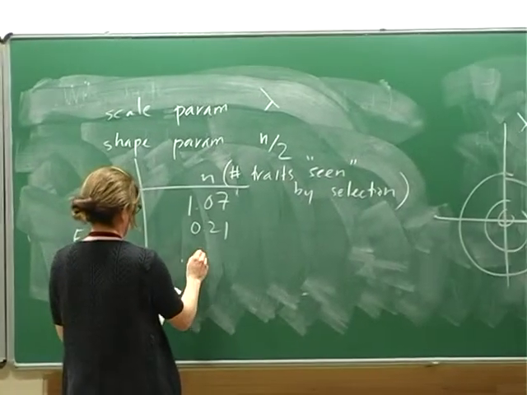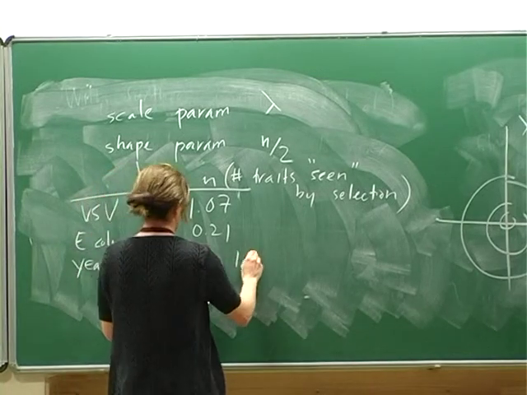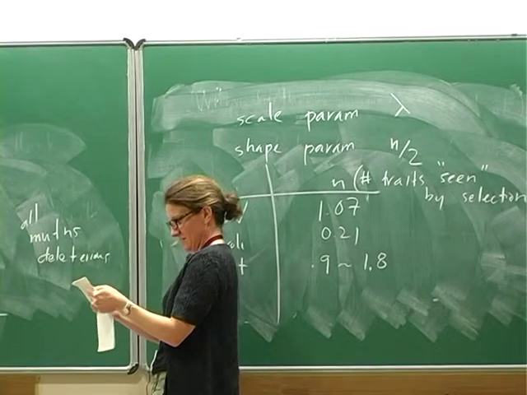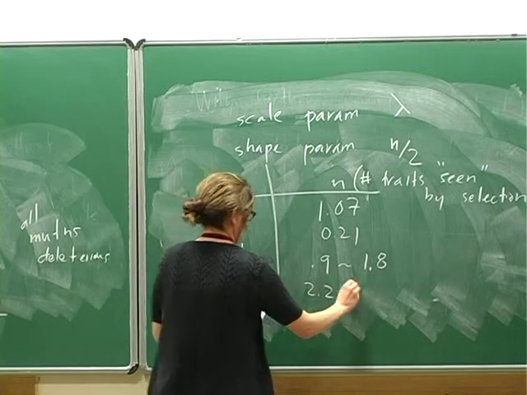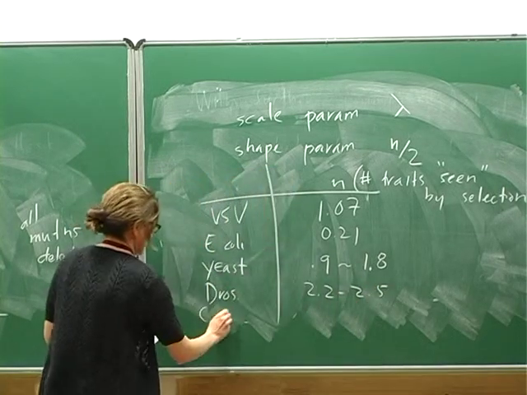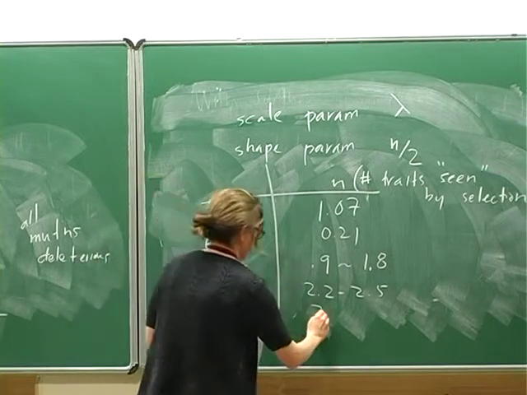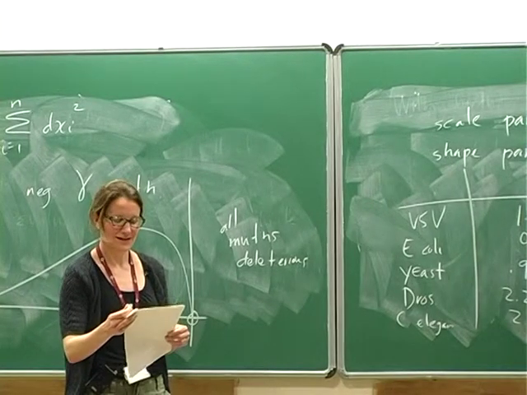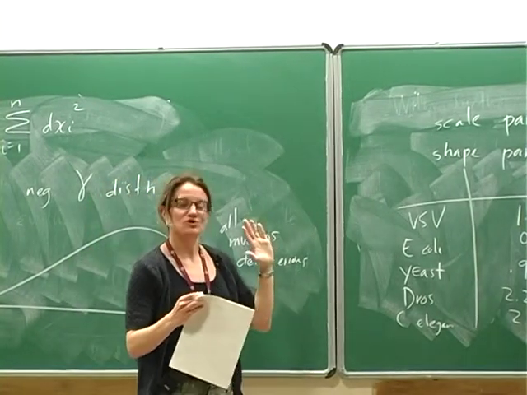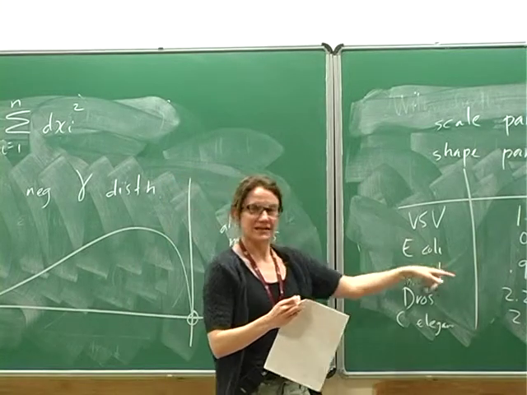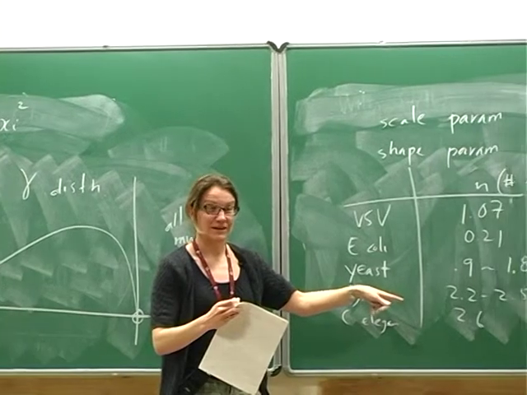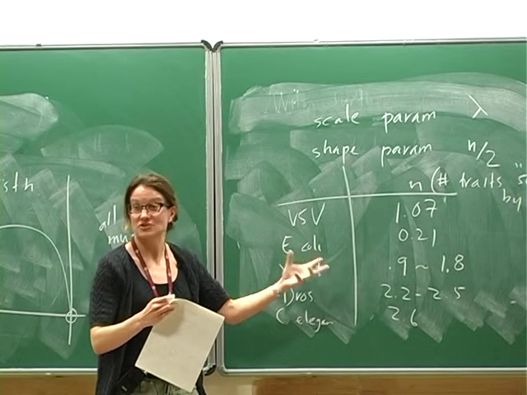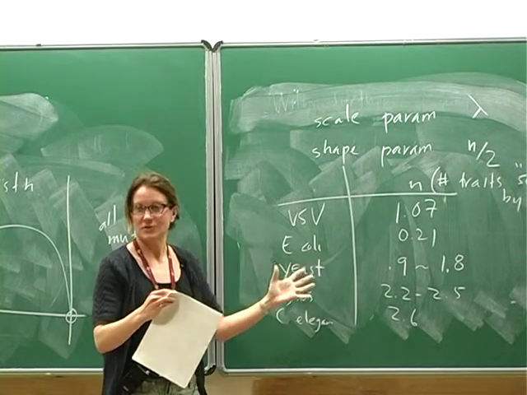Yeast, they got something like 0.9 to 1.8, depending on whose data they used. Drosophila, you'll be happy to hear, are more complicated. They have 2 traits. And C. elegans was the most complicated organism that they had data for, 2.6. Okay, so there are so many assumptions taking us to this point that I think it's really questionable what the effective number of traits means. Is this valid? Which assumptions were broken?